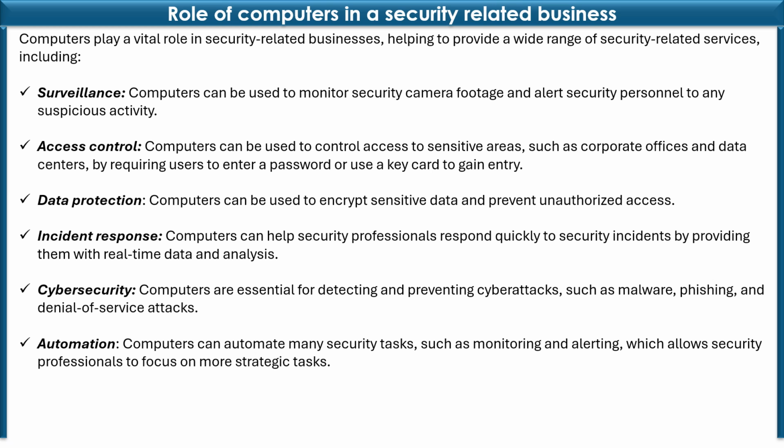So, for surveillance, computers can be used to monitor security camera footage and alert security personnel to any suspicious activity. Whereas access control computers can be used to control access to sensitive areas such as corporate offices and data centers by requiring users to enter a username or a password, or use a key card to gain access or entry. Computers can be used to encrypt sensitive data and prevent unauthorized access.